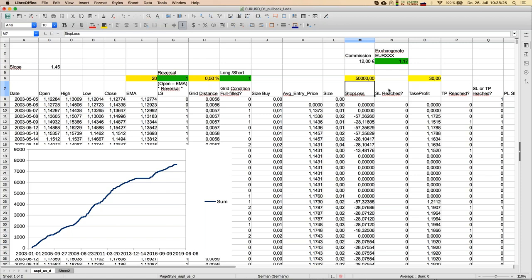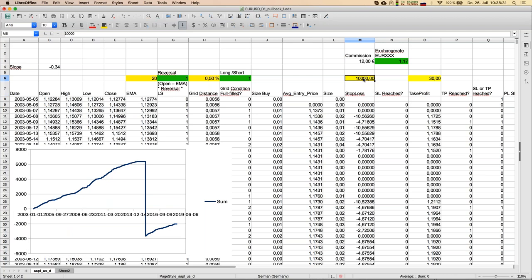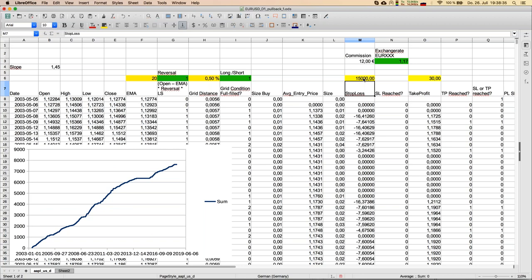That looks great. But you see what we need, and I have no idea how far I have to go down. Okay, that was not enough. Let's try with 15. Already 15,000 euro would be enough, and then we would never have been hit by the stop loss. So everything is calculated within the Excel sheet, and I think you will realize how everything runs here.